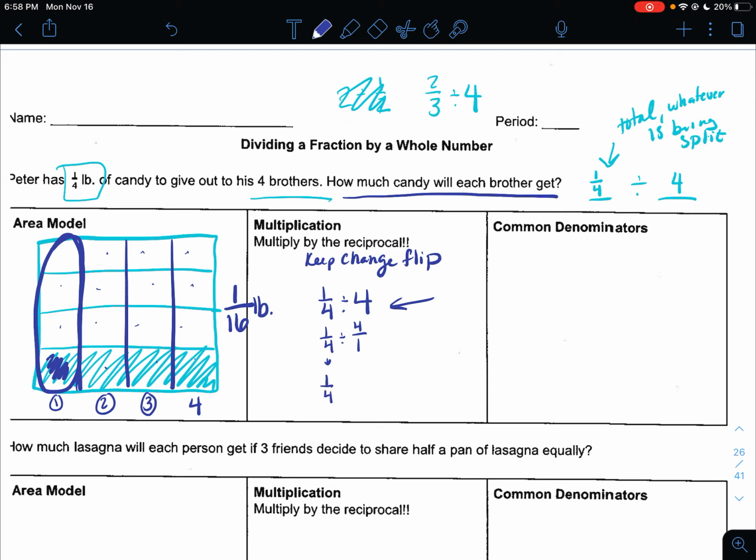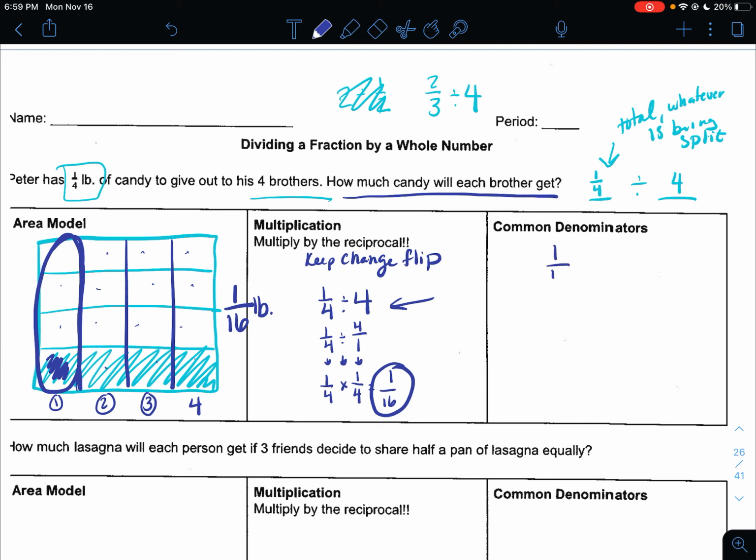So from here, we're going to keep, change, flip. Keep the first number, which is 1/4. Change the division sign to multiplication. Flip 4/1, which is 1/4. And then you just multiply. 1 times 1 is 1. 4 times 4 is 16. So 1/16 of a pound.